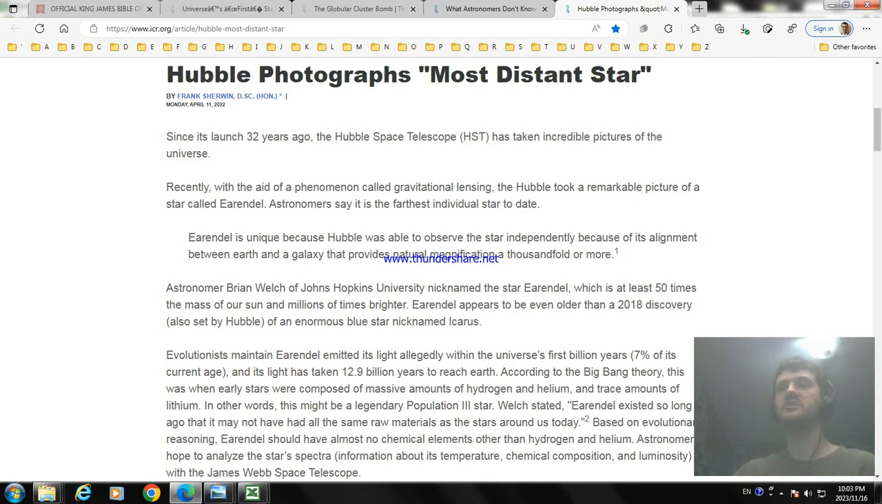Since its launch 32 years ago, the Hubble Space Telescope (HST) has given America incredible pictures of the universe. Now, recently it has used a phenomenon called gravitational lensing. The Hubble took a remarkable picture of a star called Earendel. Astronomers say it's the farthest individual star to date. Earendel is unique. Hubble was able to observe the star individually because an object lies between the Earth and the galaxy, providing natural magnification of 1,000-fold or more.